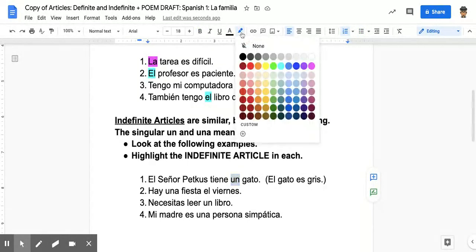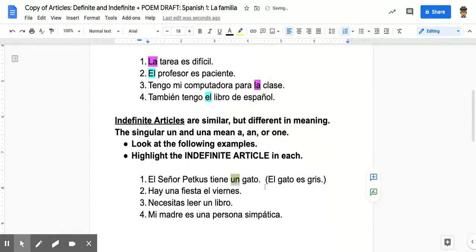This time, the indefinite article. El señor Pecos tiene un gato. Mr. Pecos has a cat. Now, in parentheses, el gato es gris. I can use the definite article el because I'm referring back to the cat that I just mentioned, the cat that Mr. Pecos has. El señor Pecos tiene un gato. How many cats? One cat.